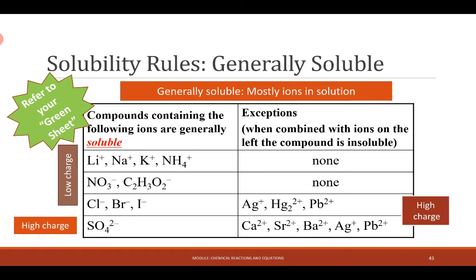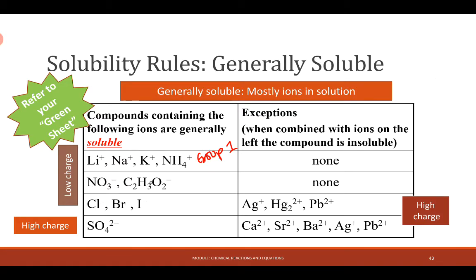To determine whether an ionic compound is soluble or not, we will be referring to our solubility rules on your green sheet. So that's why I've got this star here. This says refer to your green sheet. There are some patterns to help you remember these so that you don't have to rely entirely upon your green sheet. So for instance, all of these are group 1. Group 1 and ammonium is going to be soluble. So if you have any of the group 1 metals or ammonium, it's going to be soluble no matter what.